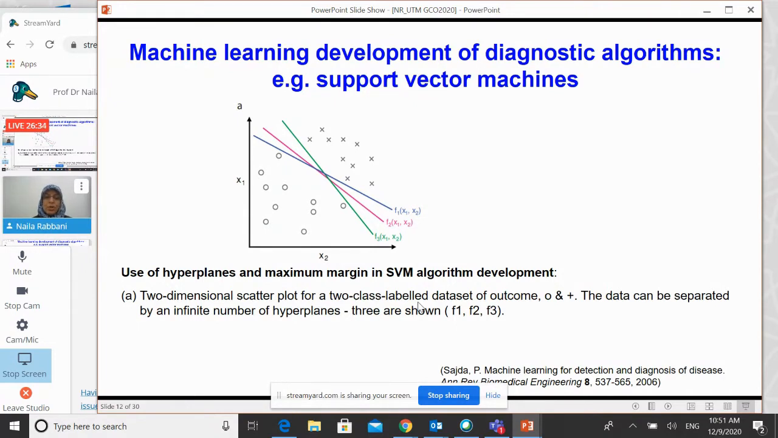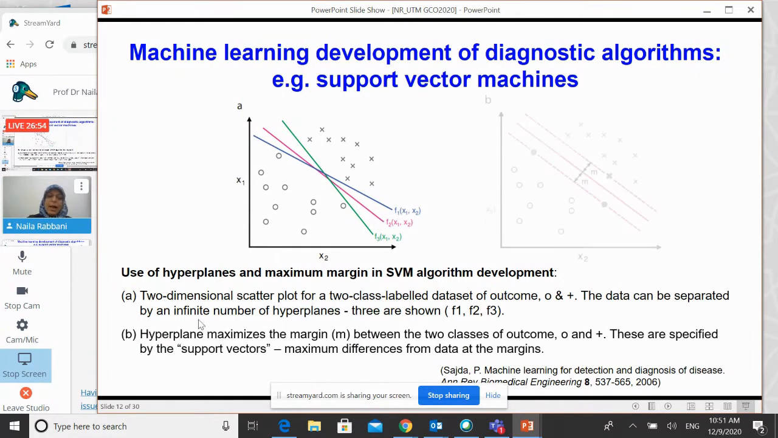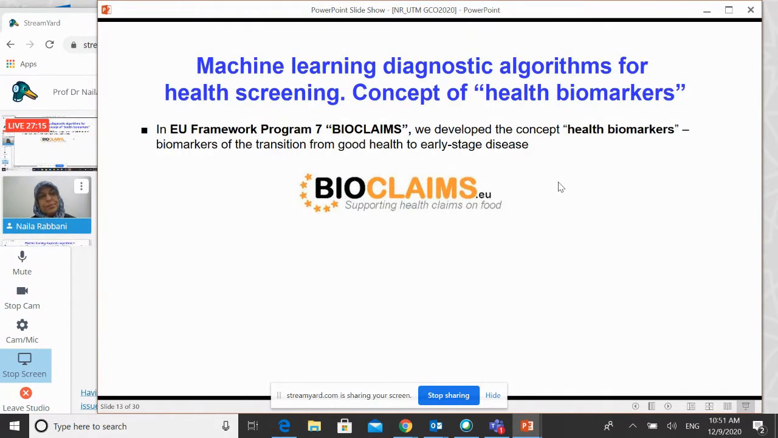This graph shows a two-dimensional scatter plot for a two-class labeled dataset of outcome cases and controls. The data can be separated by an infinite number of hyperplanes, but here we only show three of them. The best hyperplane maximizes the margin between the two classes of cases and controls. These are specified by the support vectors here. So the maximum difference of data at this margin gives us the best algorithm.